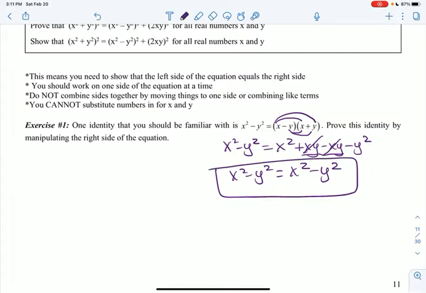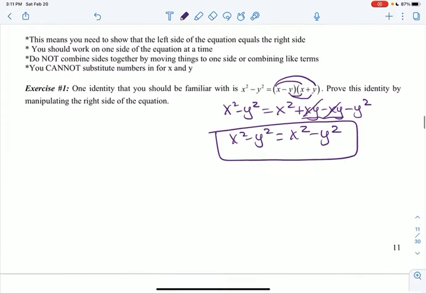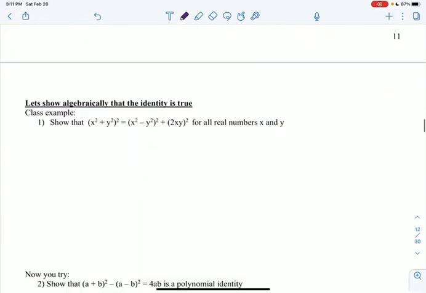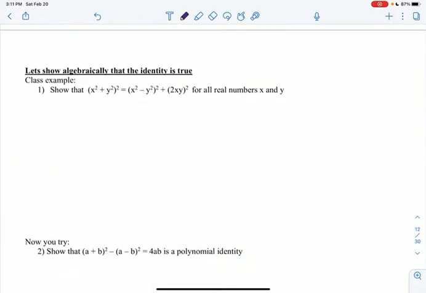All right, so basically you're proving these identities by just manipulating one side of the equation. Actually, you might have to do both sides, but in this particular case, the left side, nothing to do with it. The right side, I was just going to FOIL it. All right, so in this one, exercise 1, I want to show algebraically that the identity is true. I'm going to have to do some multiplying to both the left and the right.